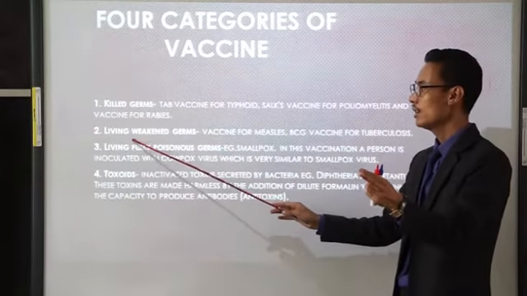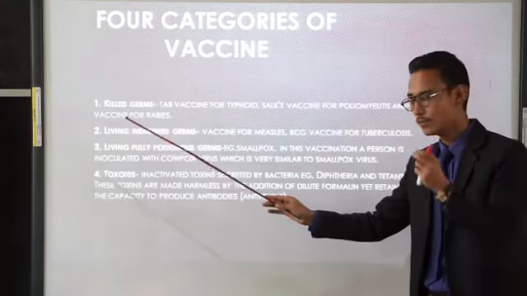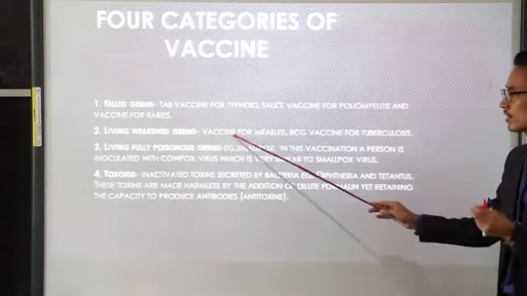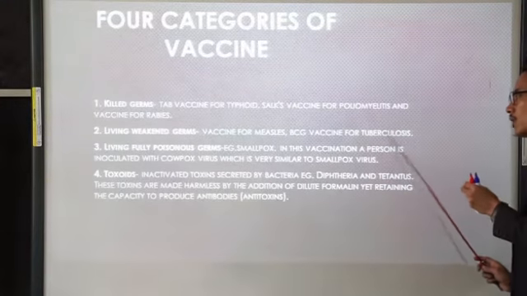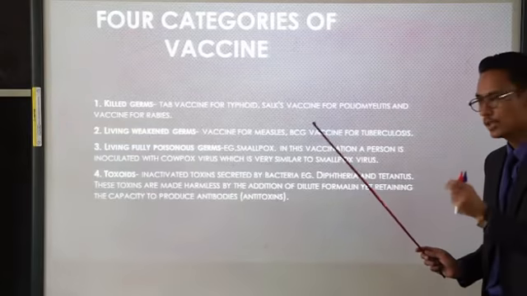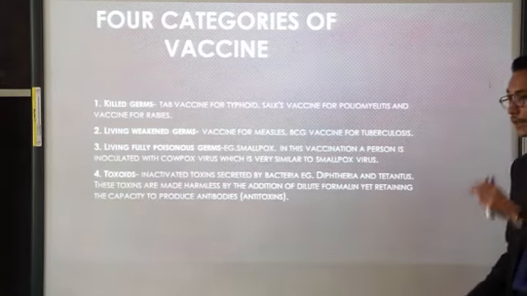Number 2 category, living weakened germs, where the germs are living, but the strength, the power of the germs will be very, very weak. Examples are vaccines for measles and BCG vaccines for tuberculosis. So these are the germs which are living, but the strength will be very weak. We will go into detail afterward on what BCG means. Clear?